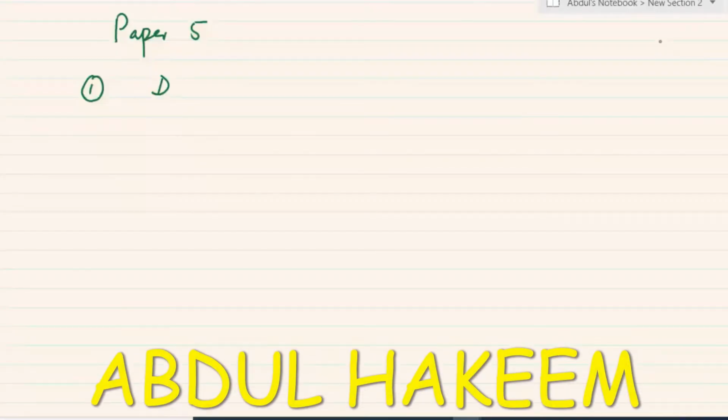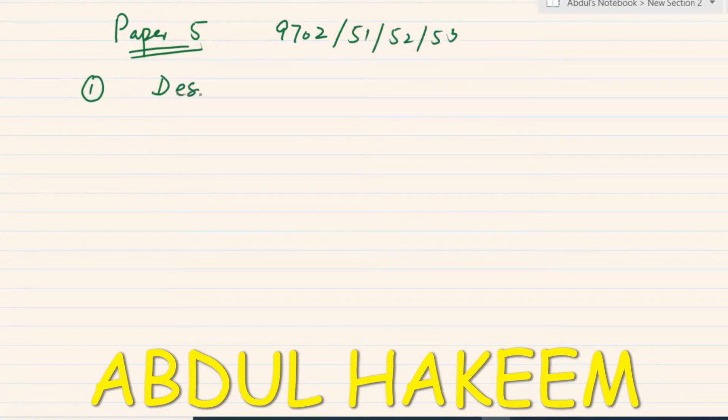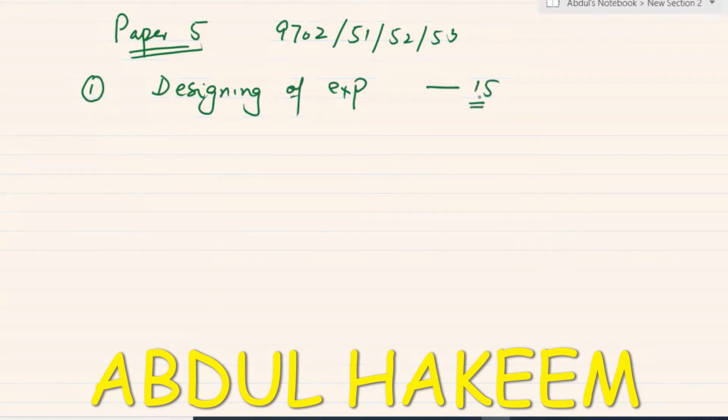Okay, this is paper 5, 9702, 51, 52, 53. This is the code. And question number 1 is designing of experiment. 15 marks for this question.